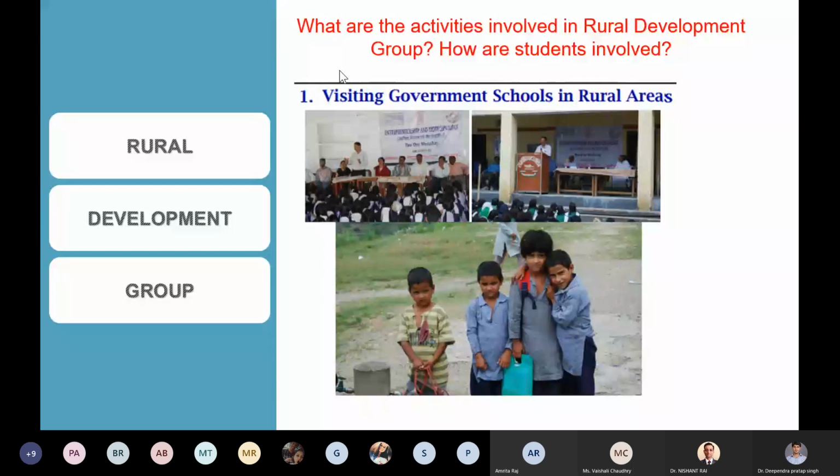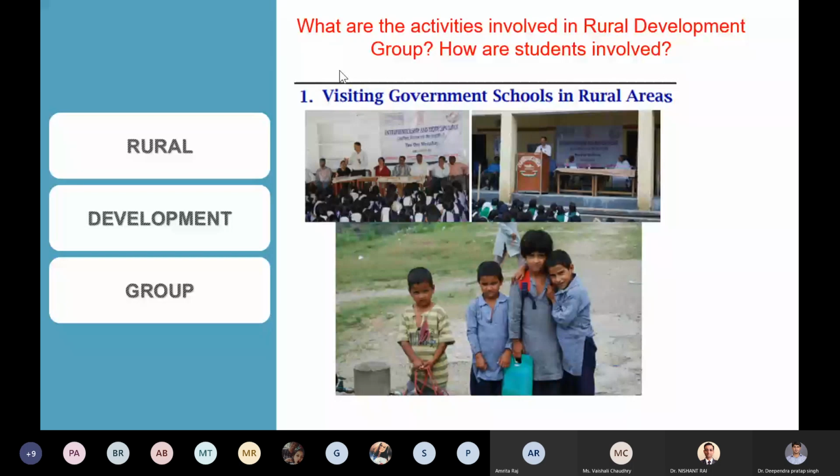So we visit the government schools in the rural areas and interact with the small students. You may be very well aware of how they study in a government school. You might have seen it, though some of you may not have seen government schools. What are the conditions of the government schools? And we also visit the government schools in the rural areas.